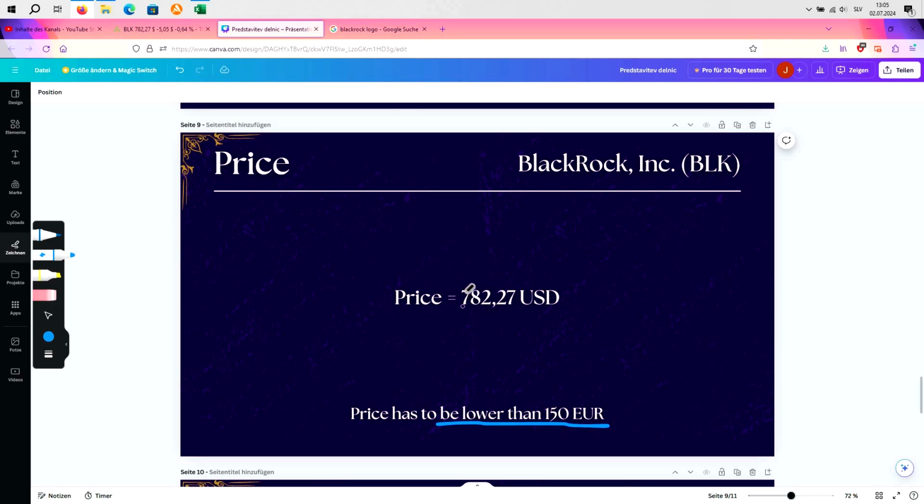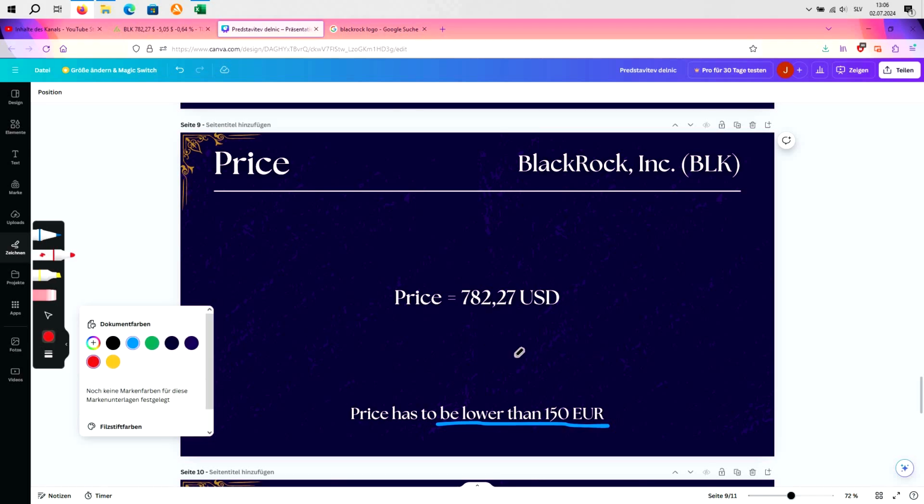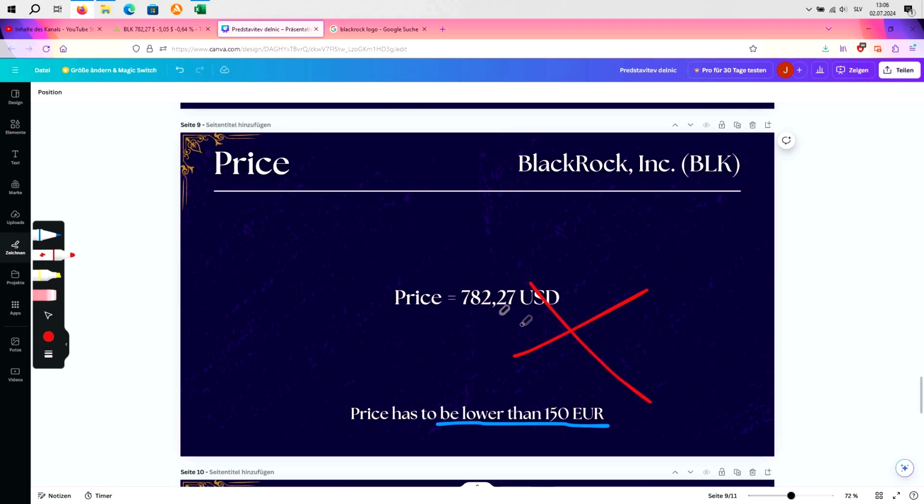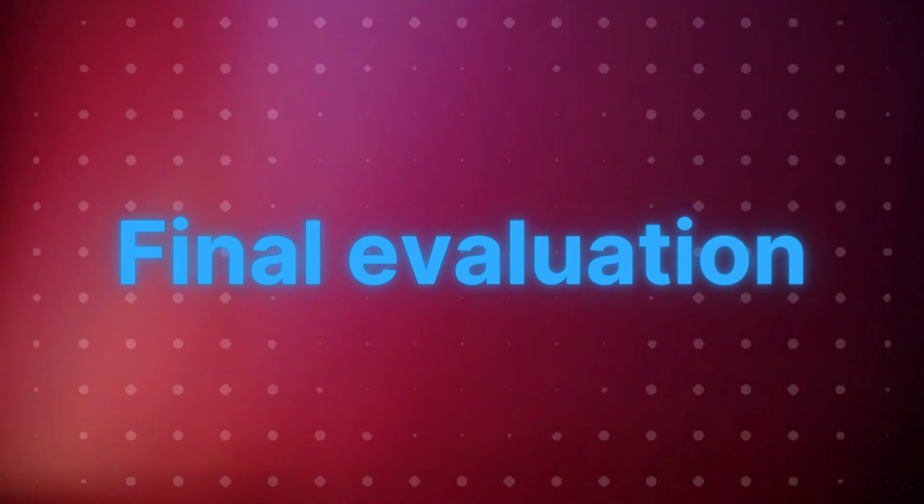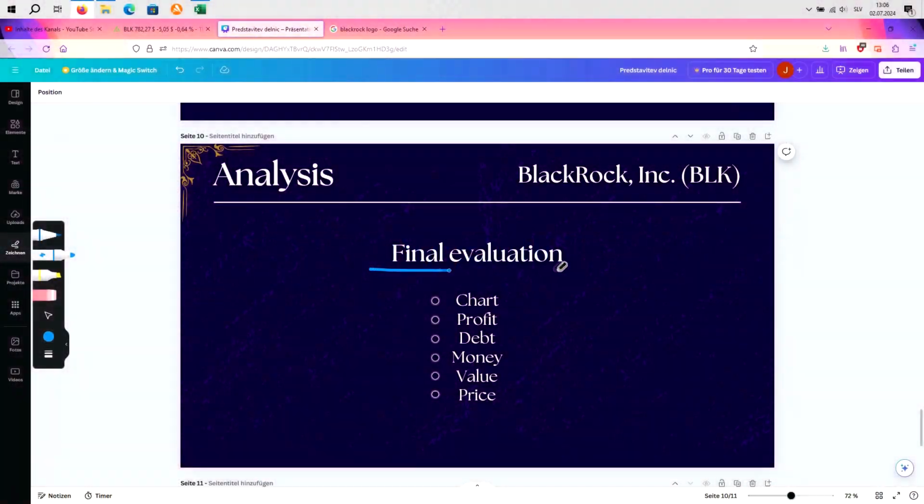Now the price of BlackRock is currently $782, which is well above 150. So the price is overpriced, okay? The stock is overpriced. And now we come to the final evaluation, bro, where we are just going to summarize everything that we found out about BlackRock so far.